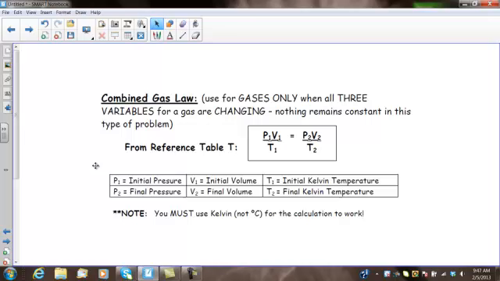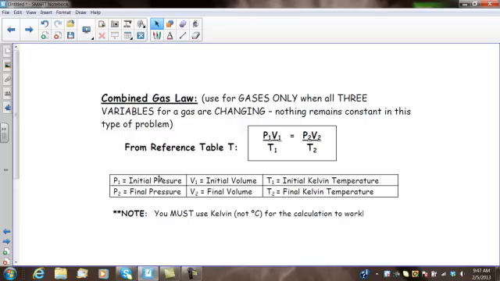It's used for gases only when all three variables for a gas are changing. Nothing remains constant in this type of problem. However, I do want you to note that you can still use this formula if something's constant. You would just cross it out and it reduces the formula. Let's take a look at what each variable means.